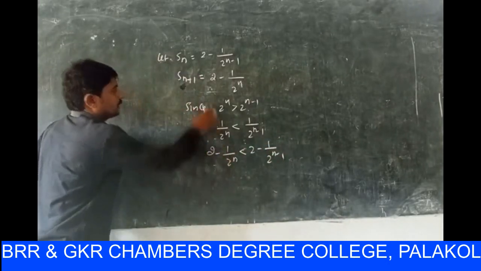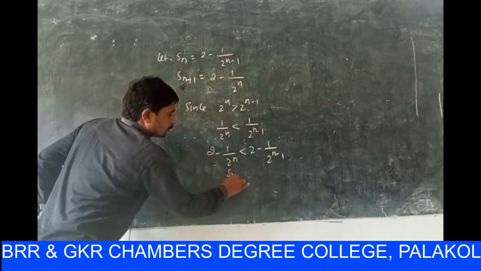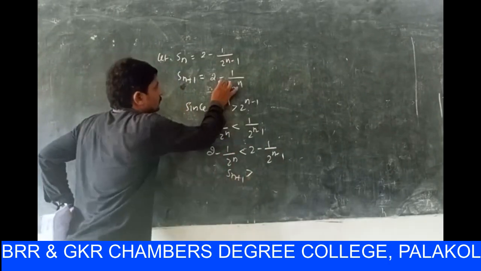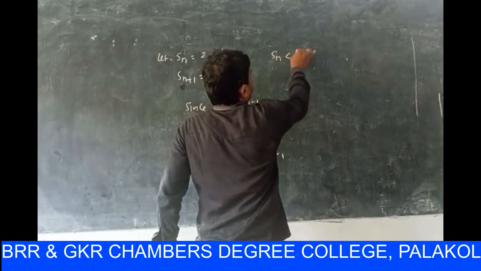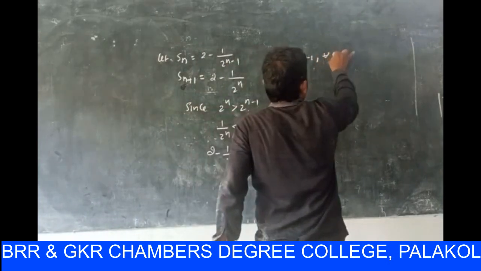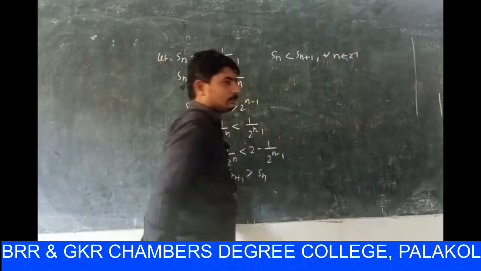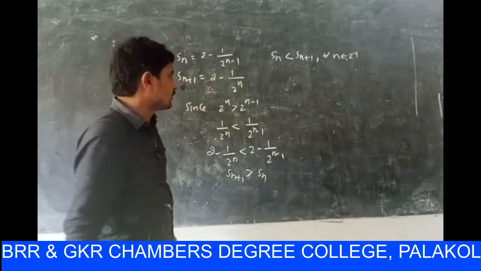2 minus 1 by 2 power n is nothing but what? Sn plus 1 is greater than Sn. That means Sn is less than Sn plus 1 for all n belongs to Z plus. It means it is an increasing sequence.